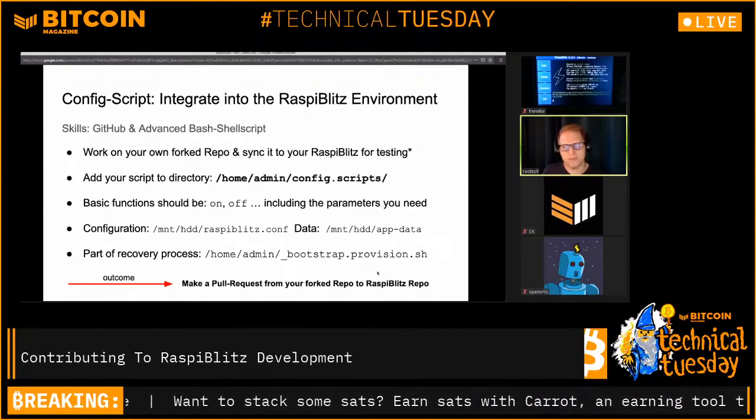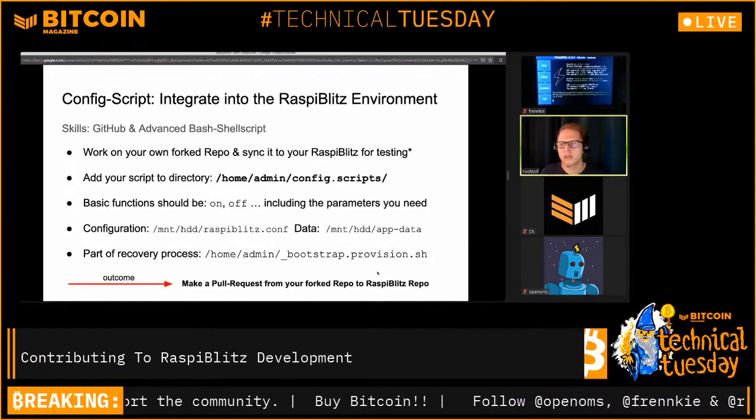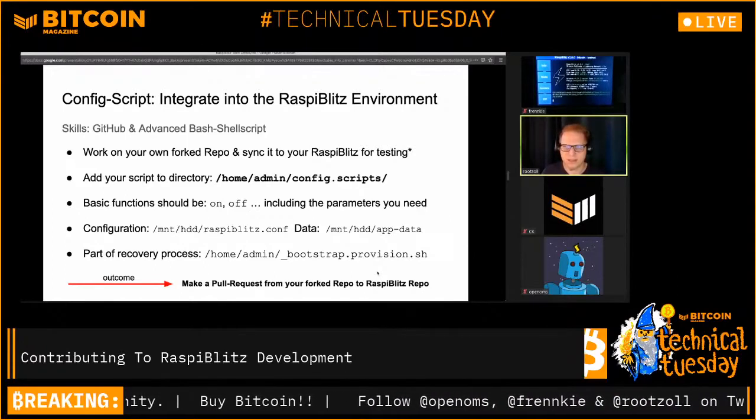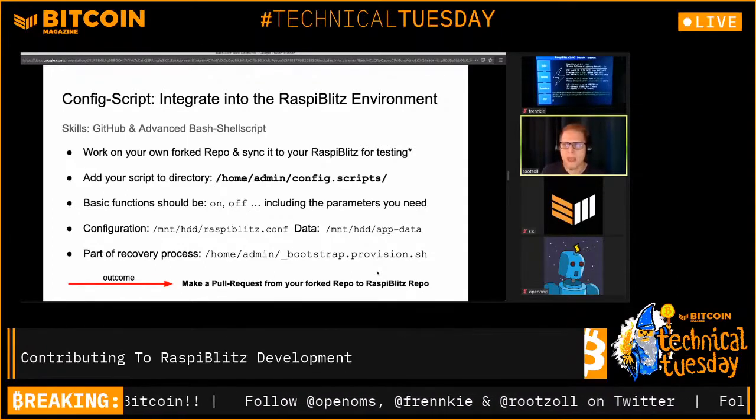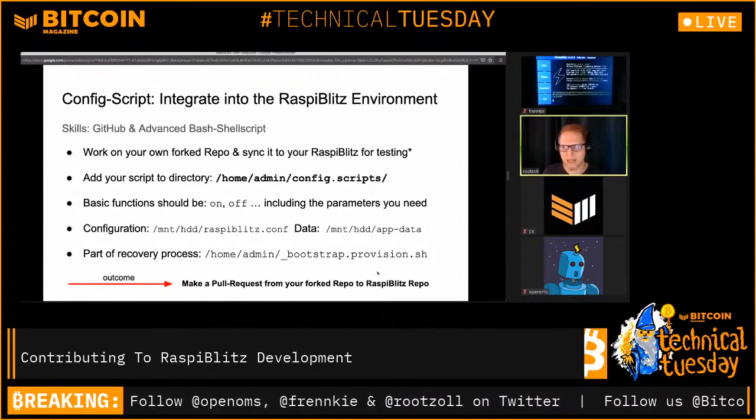And this is also the point where you normally start to work on a forked repo. You will have forked the project on the GitHub, and then connect your RaspiBlitz to it and sync your RaspiBlitz with your forked repo. You then try to create this config script, and you try it out, and you make a step-by-step development. I will show a little bit in detail how you best do this.